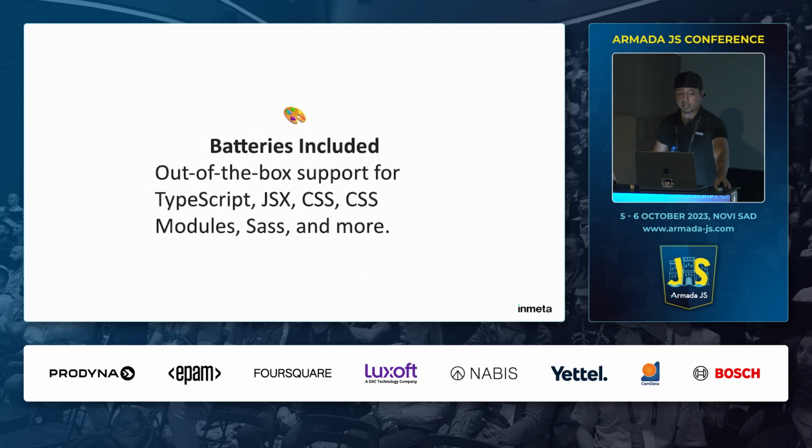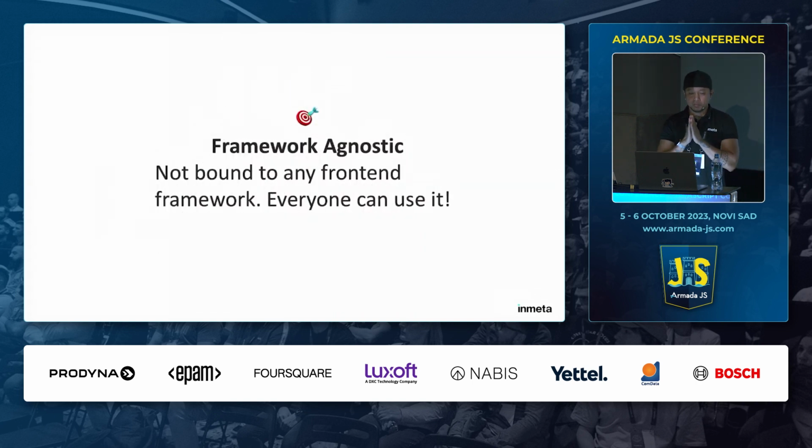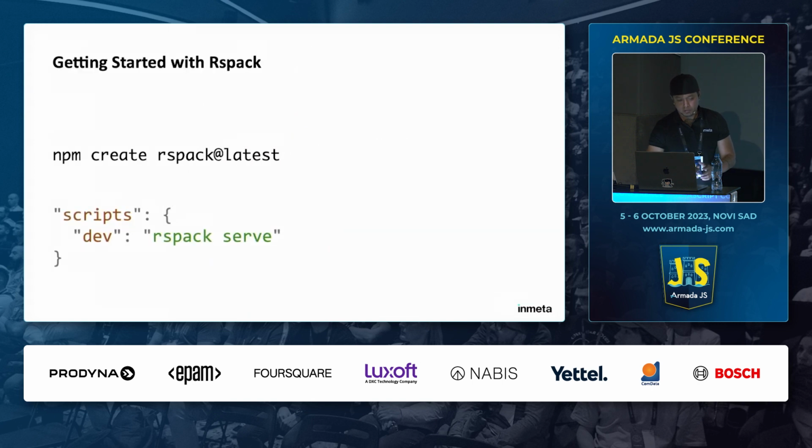By default, it supports TypeScript, JSX, CSS modules, Sass, production optimizations, right? And it's framework agnostic, in the beginning. So you can use this in Vue.js and React and other JavaScript frameworks. To get started, just use npm create rspack@latest. It will give you the latest Rspack version. And then you have this script in your package.json that says rspack serve, and it will serve your application.